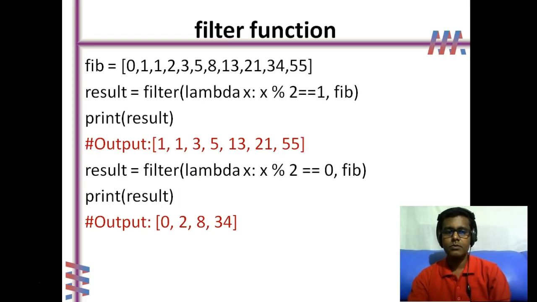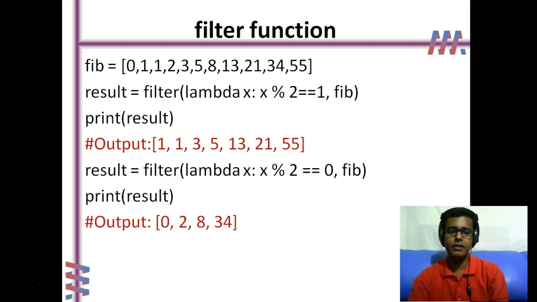So next we will move on to the filter function. We will see how to filter the values from the list with the help of a lambda function. So here in the first line I have given a list called fib, which consists of the values generated in the Fibonacci series: 0, 1, 1, 2, 3, 5, 8, 13, it goes on.